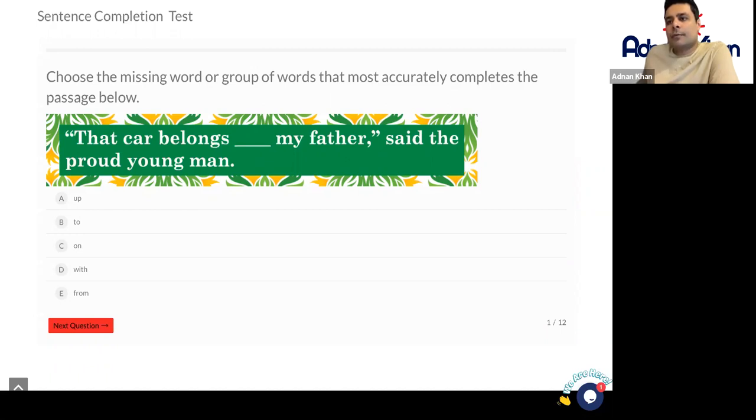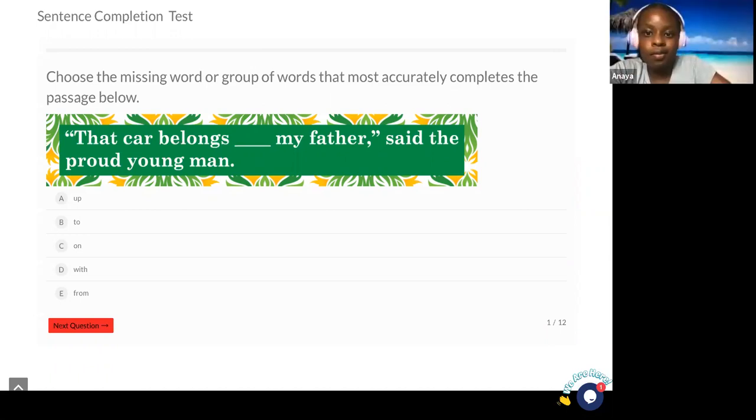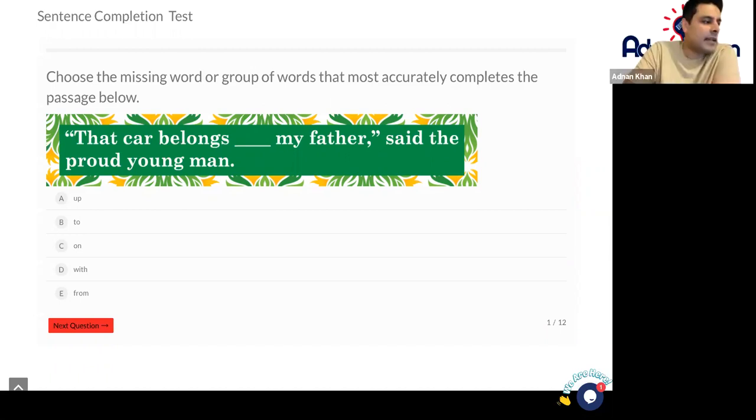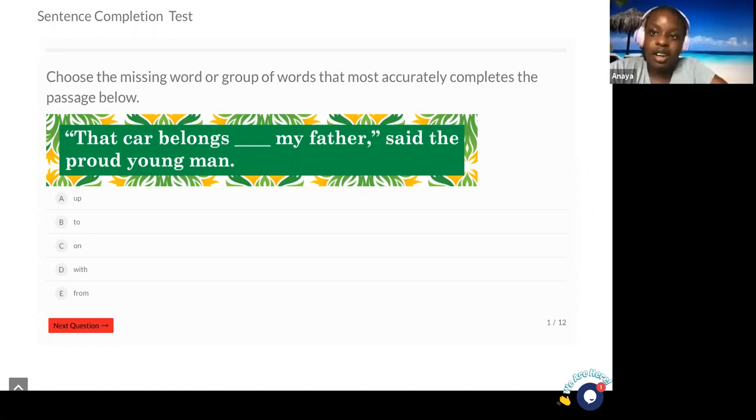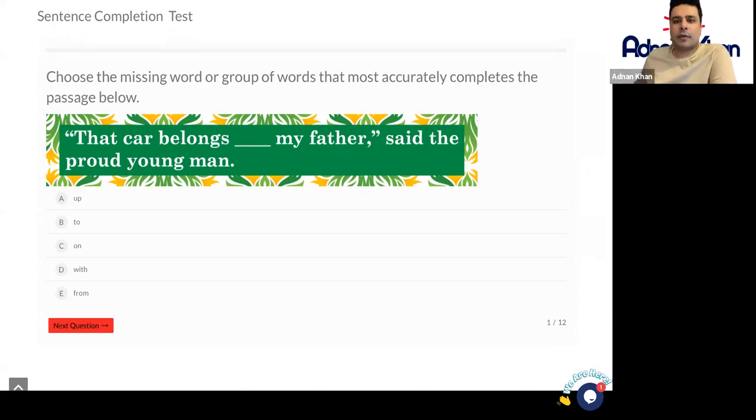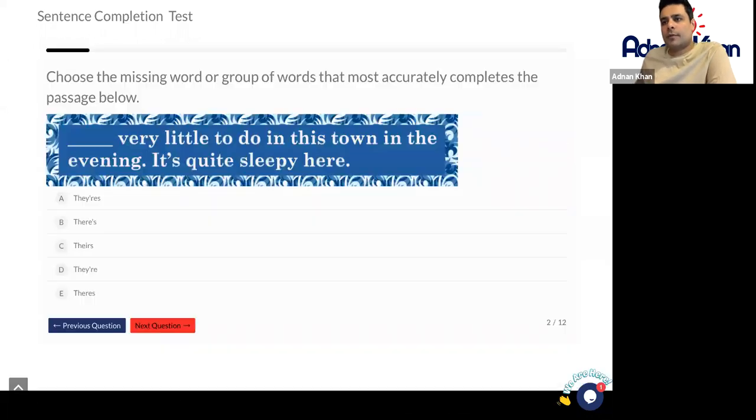Let's go to Ania for this one. Hi Ania, just read out the sentence kindly and then give me the answer at the end, please. That car belongs to something my father, said the proud young man. Yeah, so that car belongs to my father, said the proud young man. So we'll go to 2. Well done. Thank you very much, Ania.